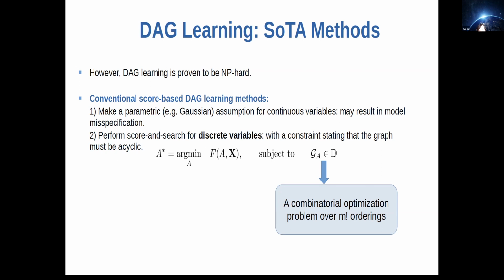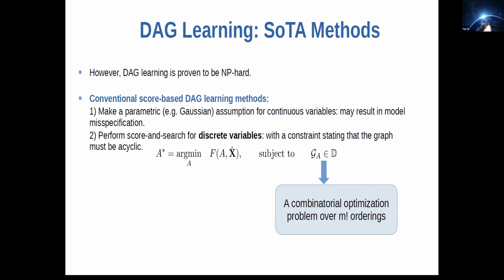Conventionally, there are two main strands of score-based DAG learning methods. One may make some parametric, for example Gaussian, assumptions, but this type of method is only applicable to continuous variables, and it might result in model misspecification. The second one is to simply perform the score search over discrete structures. That means we try to solve an optimization problem, where F is the score, A is the weighted adjacency matrix, and X is our data.